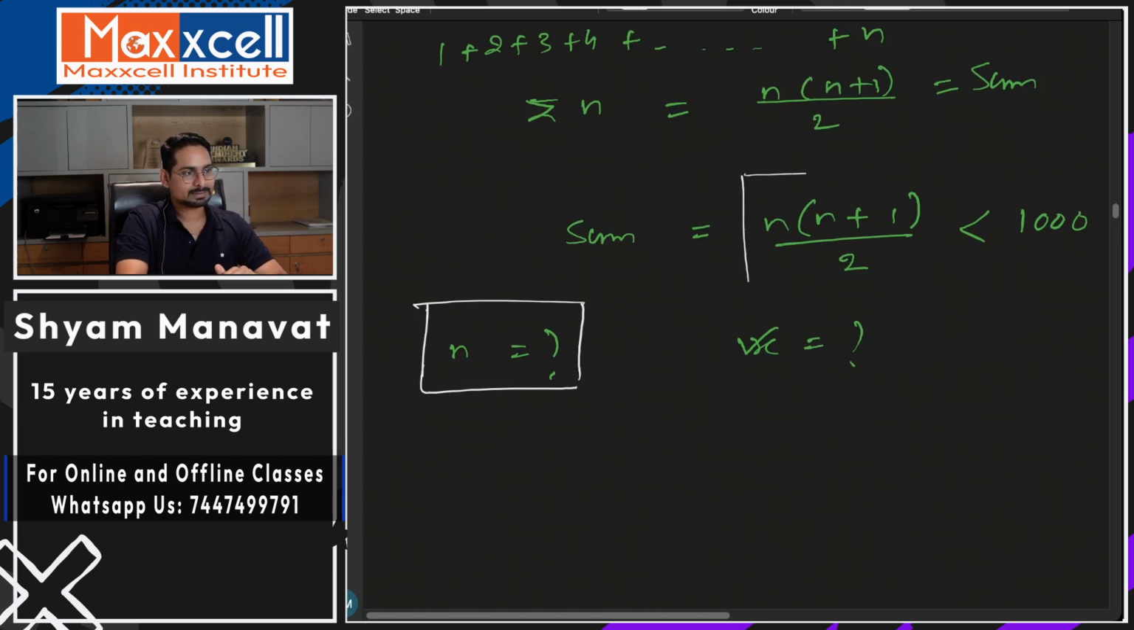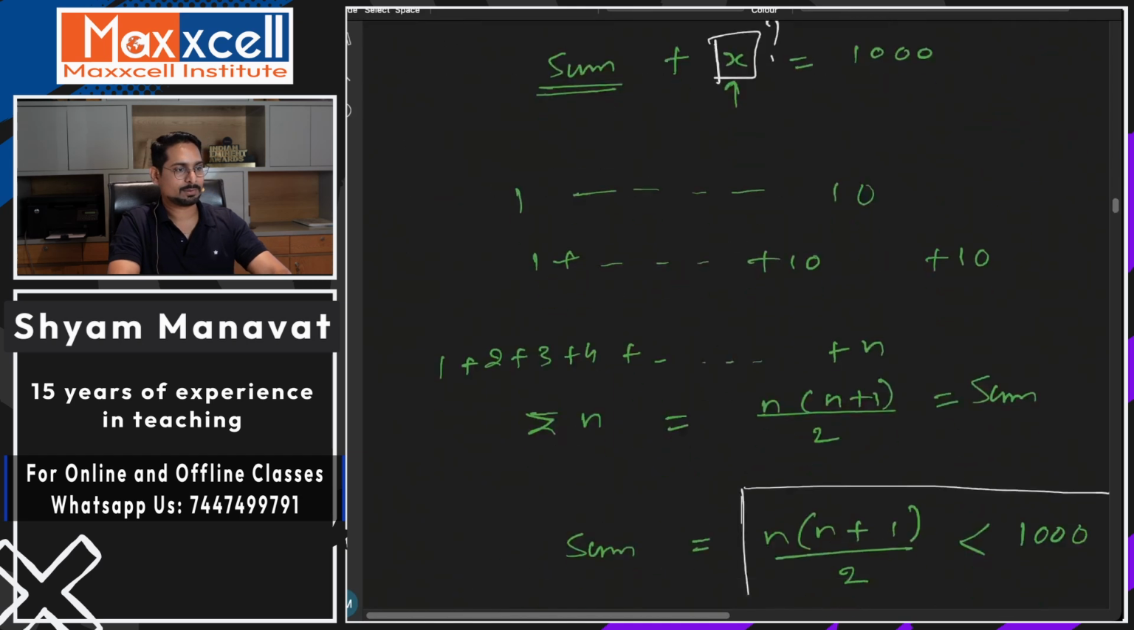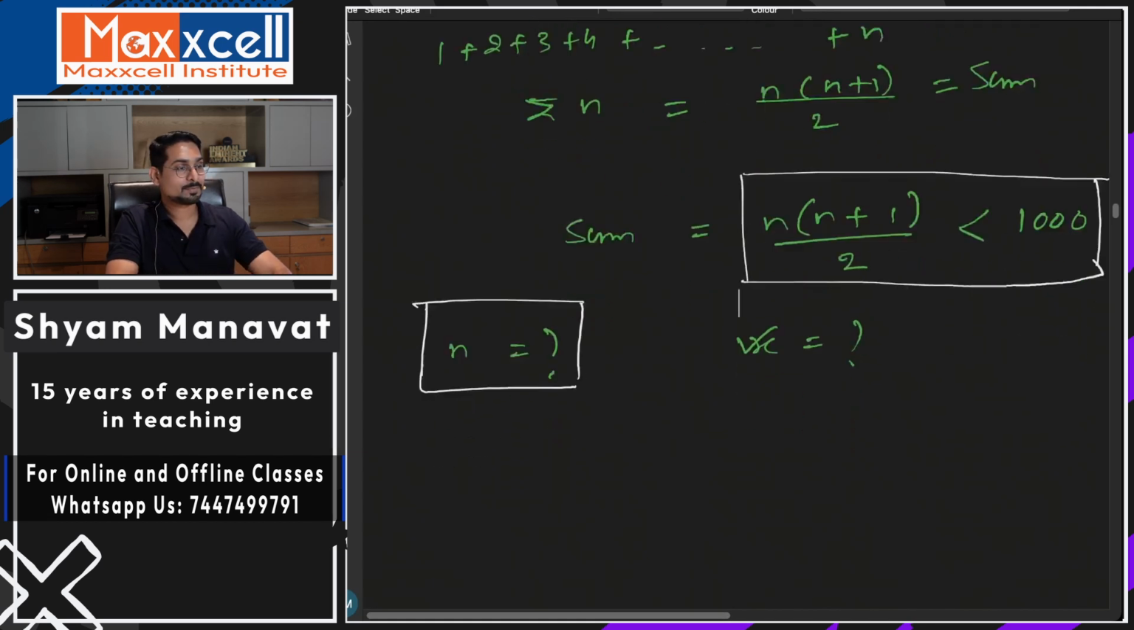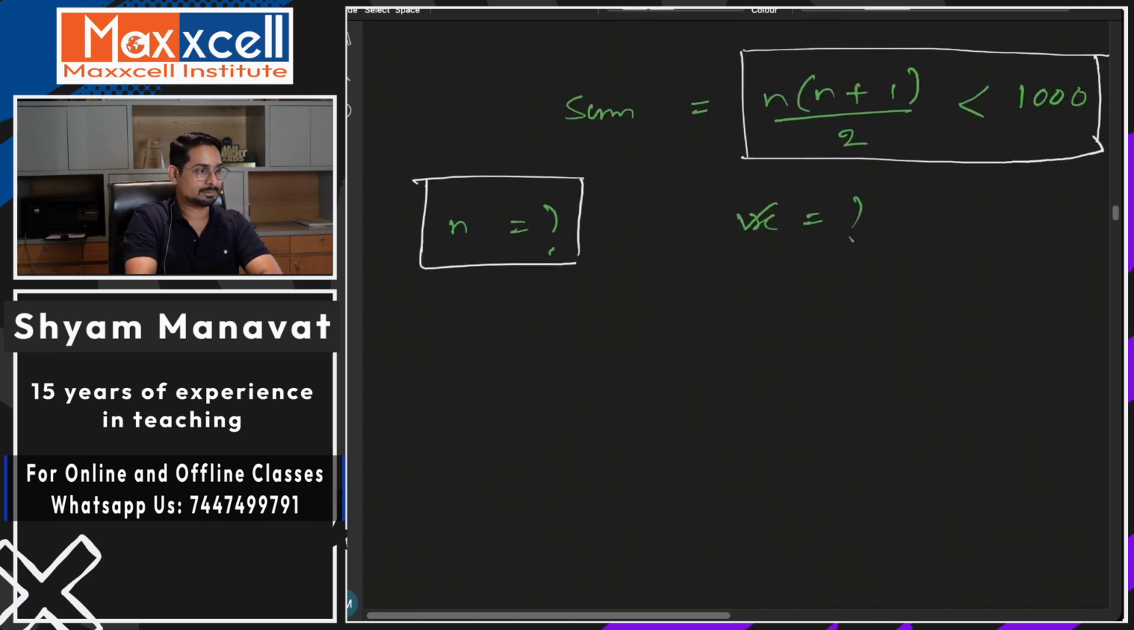You will get a quadratic condition here. You can simplify this inequality, or you can do some hit and trial method also. Hit and trial method as in, for example, if I say n equal to 10, then is it giving me a number which is closer to 1000? It should be less than 1000 but closer to 1000, right? Because only one number is being repeated. Let me give you an example.